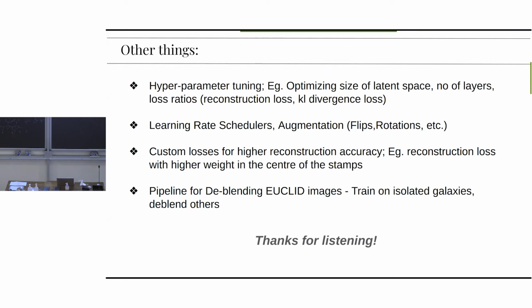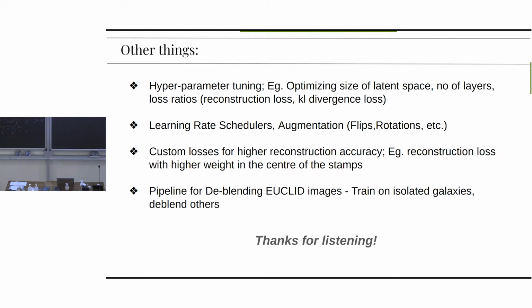So you want to optimize the size of the latent space, the number of layers, and the loss ratios, because you have the KL divergence loss and the reconstruction loss in the VAE. There are also things like learning rate schedulers involved. So every time you want to change the weights of your network, you make a certain delta W, and this you can keep changing so that it converges faster and so on.